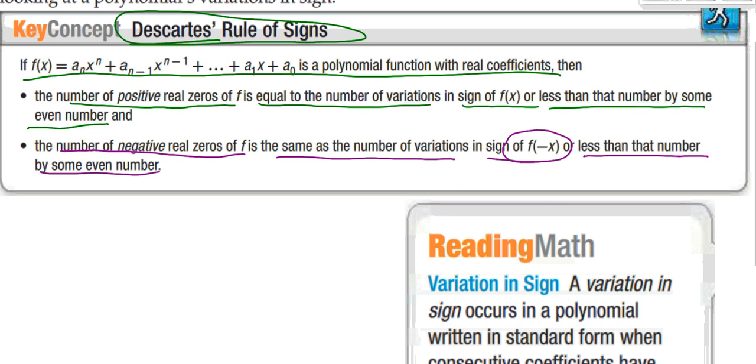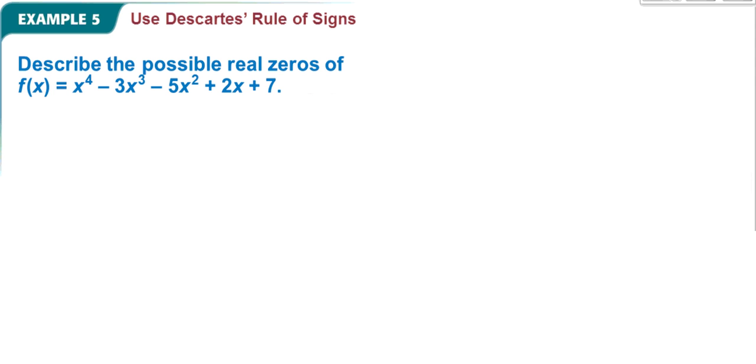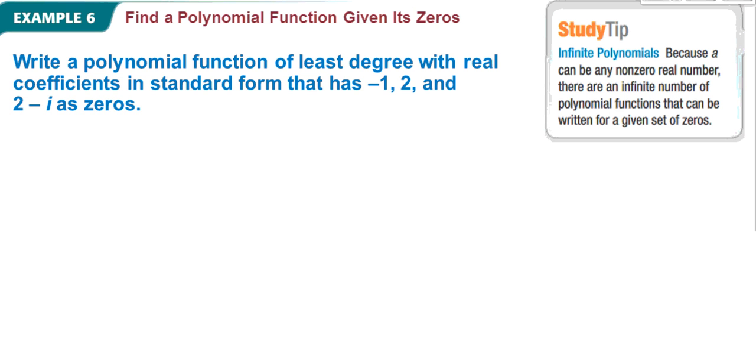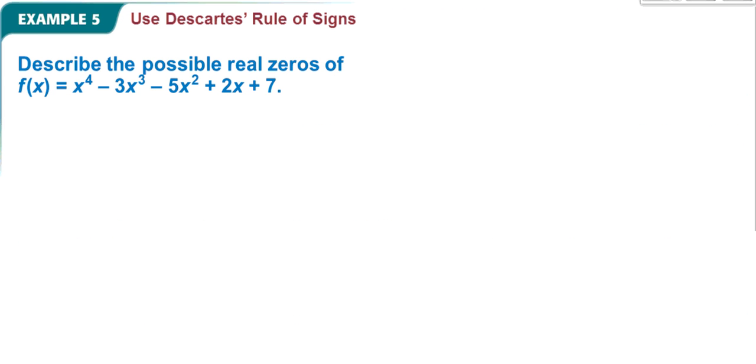So moving on, let's look at a problem. And this one is just asking us to describe the possible real zeros. So we're going to just use Descartes' rule of signs to do that, just to get an idea of what's happening there. And we're not going to actually find the zeros in this one. We'll just say how many we think there are, positive and negative.